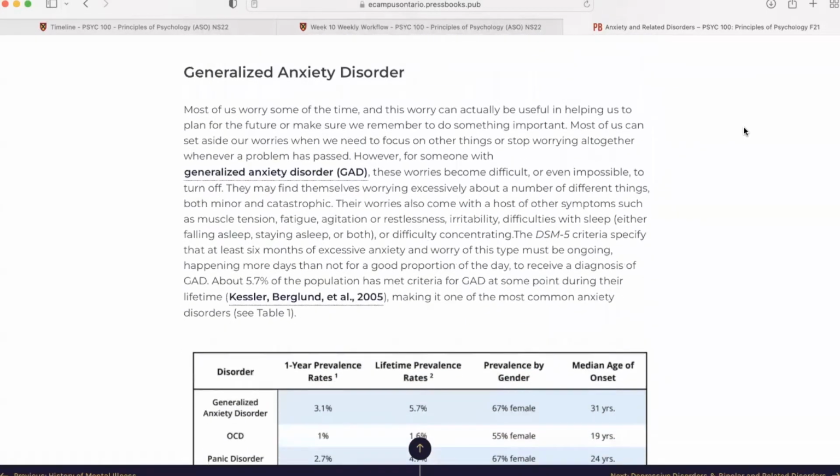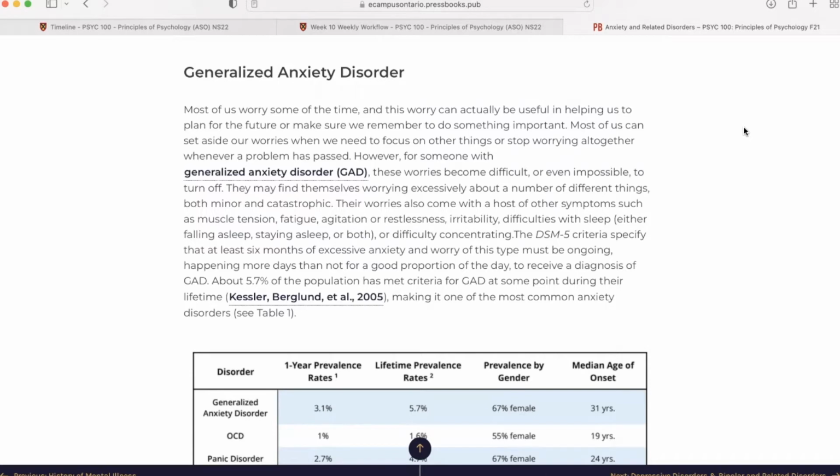Most of us worry some of the time, and this worry can actually be useful in helping us to plan for the future or make sure we remember to do something important. Most of us can set aside our worries when we need to focus on other things or stop worrying altogether whenever a problem has passed.